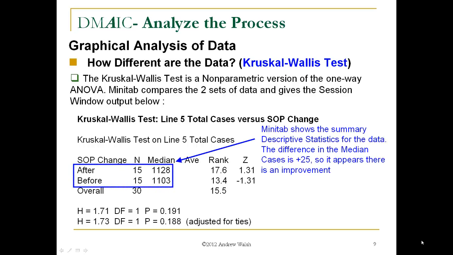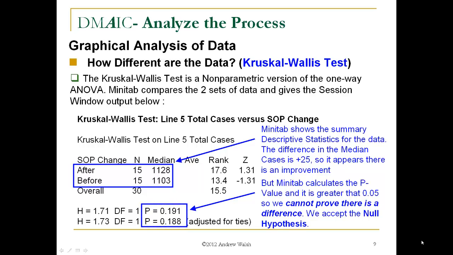Minitab shows the summary descriptive statistics for the data. The difference in the median cases is plus 25, so it appears that there is an improvement in this change. However, Minitab calculates the p-value and it is greater than 0.05, so we cannot prove there is a difference. We must accept the null hypothesis.